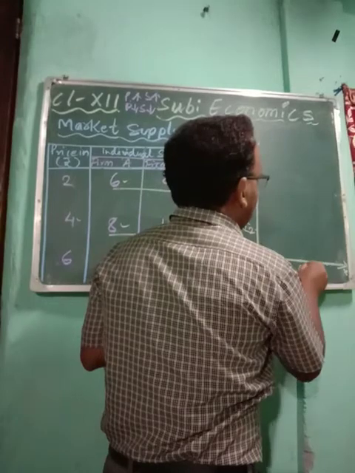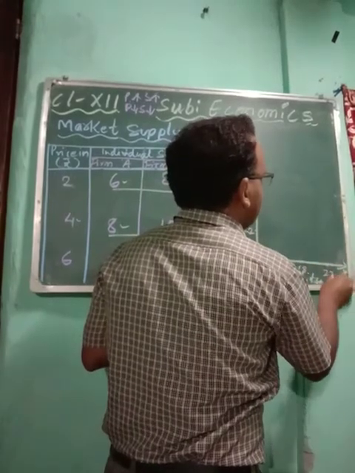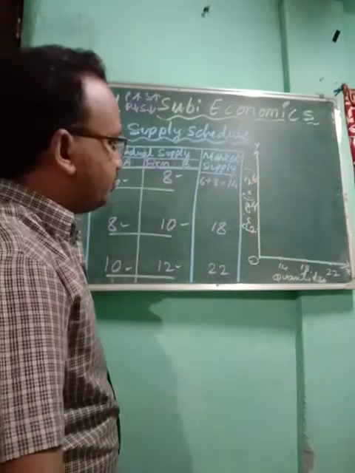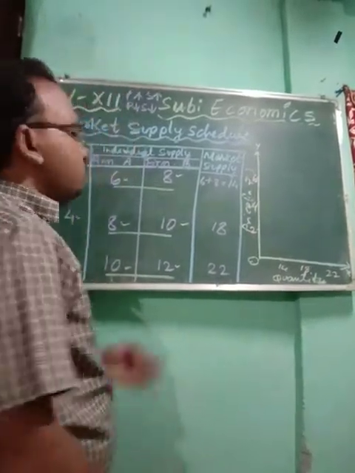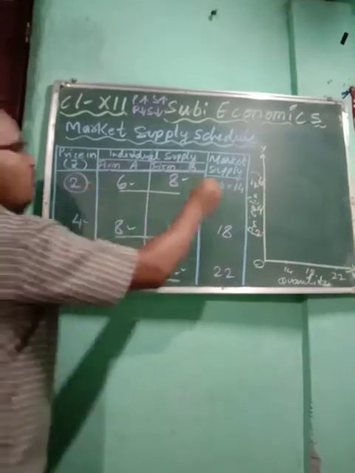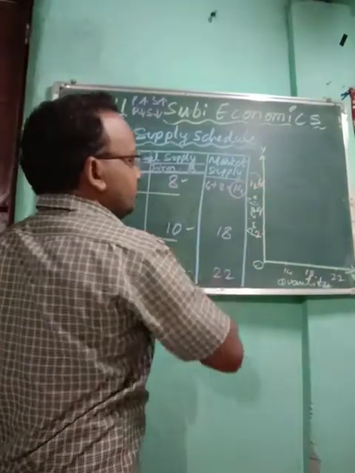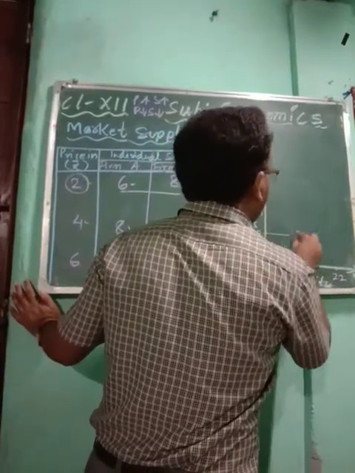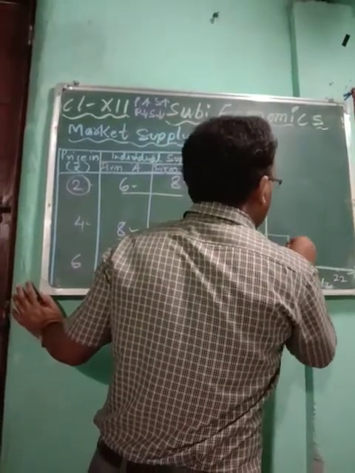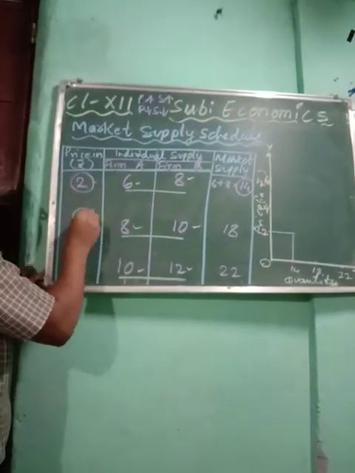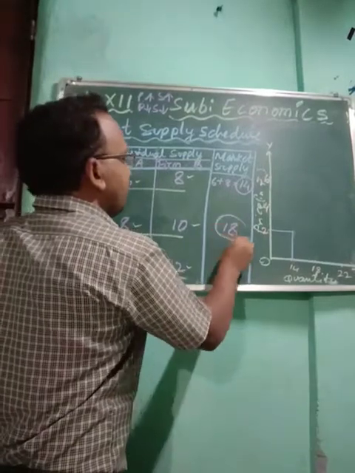14, 18, 22. Okay, so you have taken. Now you have to draw the curve. So you see when the price was 2, your quantity supplied in the market is 14 units. When the price increased to 4, your total quantity supplied in the market is 18.